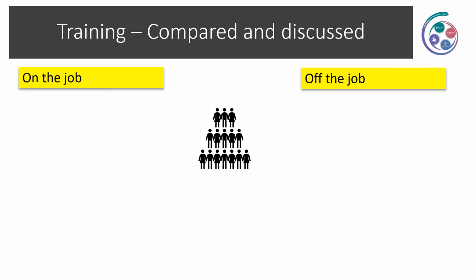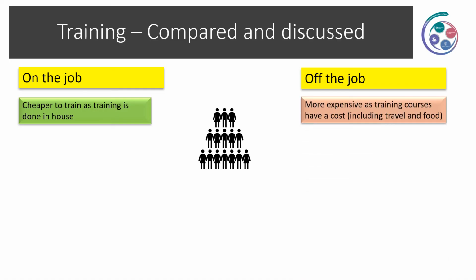So now we're going to look at a compare and discuss. And again, you could use something similar to this to help guide your revision. If you compare and discuss at the same time, then you're hitting all avenues. So let's have a look at on-the-job training. On-the-job training is cheaper as it's done in-house. You're not having to go anywhere. Whereas off-the-job training is more expensive as training courses have a cost. So for example, if you're sent away, it might cost you to travel and it might cost you for food, as well as paying the trainer.